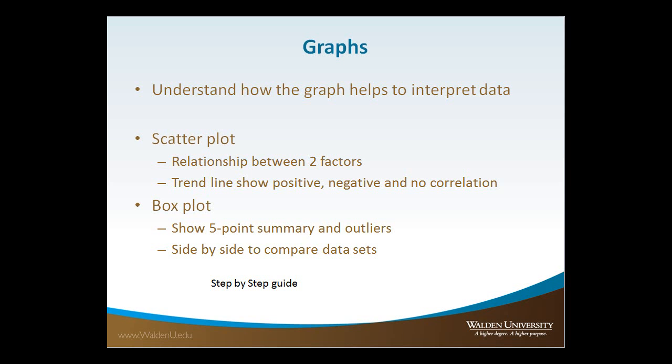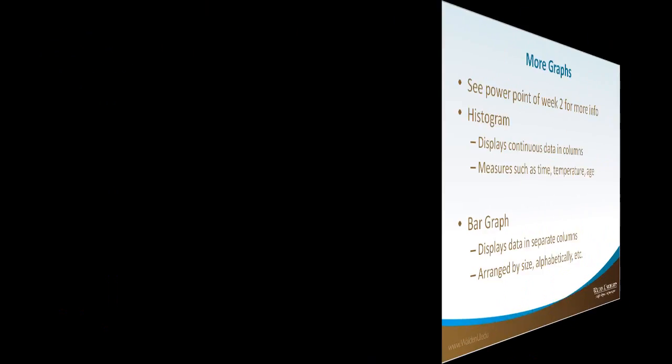Now let's take a look at how graphs can help us understand and interpret the data. There are different types of graphs to choose from. Scatter plots are used to look at the relationship between two factors. You can see trend lines, positive, negative, or no correlations. We have box plots, and those are helpful for identifying outliers and comparing different data sets.